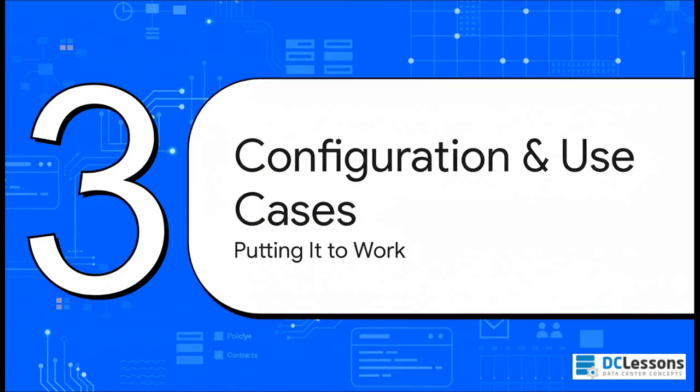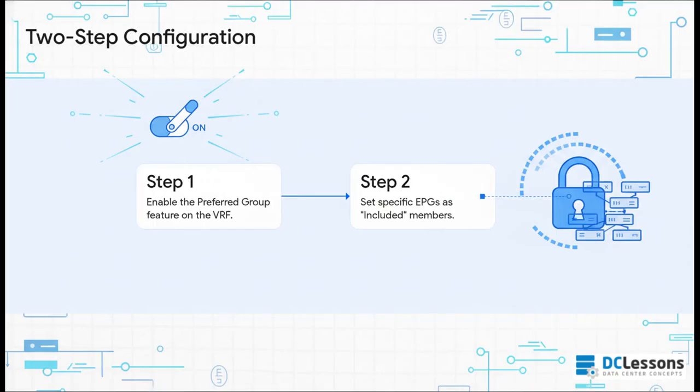Okay, let's get to the practical stuff. We're going to see just how ridiculously easy it is to configure this, and then we'll talk about a really powerful use case where this feature can be an absolute lifesaver, especially when you're doing migrations. You know, the best part about this feature is how simple it is. It's literally a two-step process. First, you flip the switch at the VRF level. Second, you just pick and choose which EPGs you want to add to your trusted zone. That's it. Let's see exactly what that looks like in the APIC GUI.